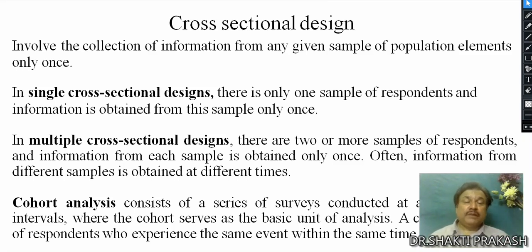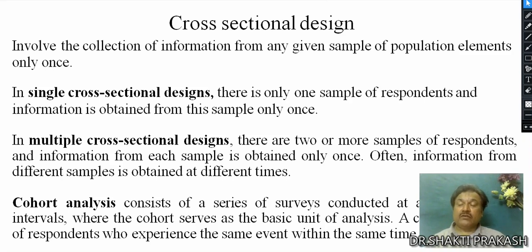There is only one sample of respondents, and information obtained from this sample is only once. In multiple cross-sectional design, there are two or more samples of respondents, and information from each sample is obtained only once. Often, information from different samples is obtained at different times.